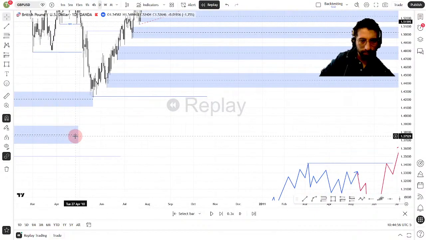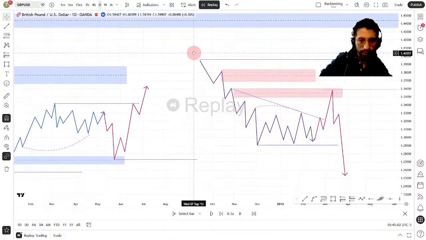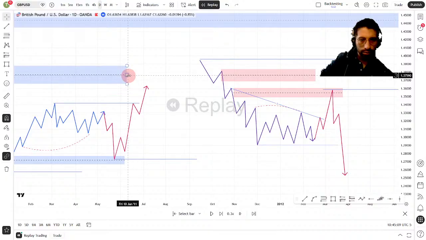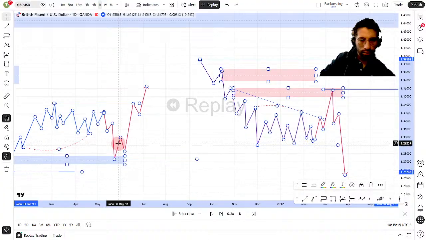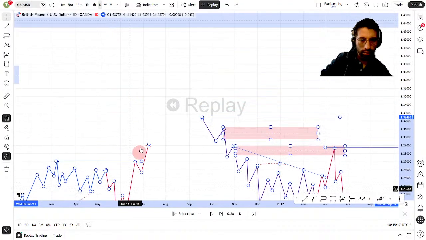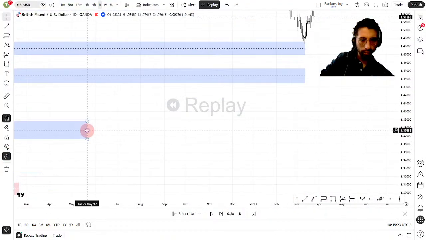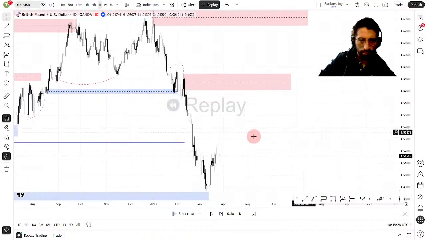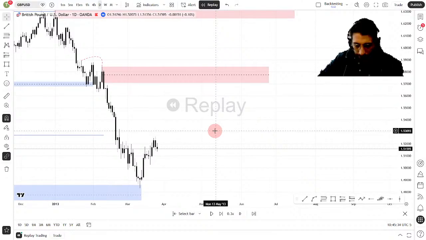Now, let's see if the price actually respects this or not. So we have three possible non-mitigated order blocks that could be referenced as mitigation areas. Now let's keep analyzing.